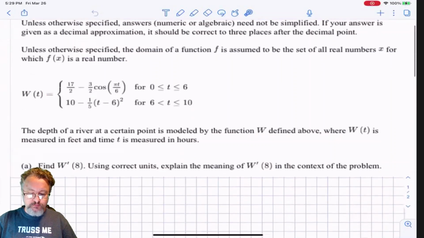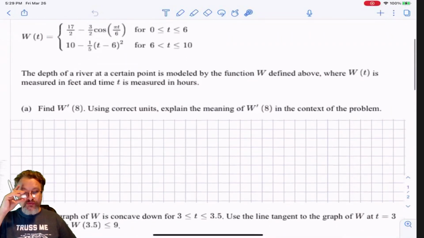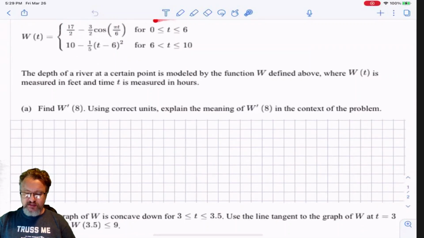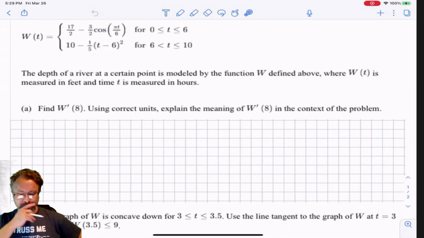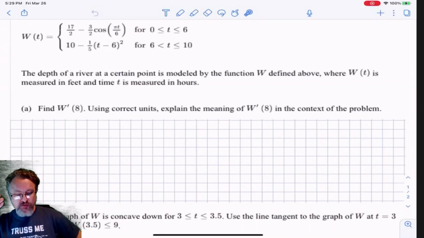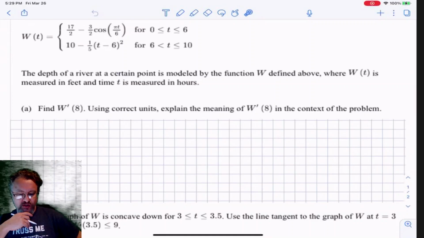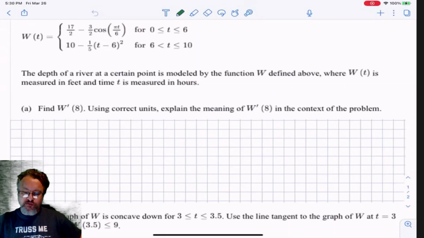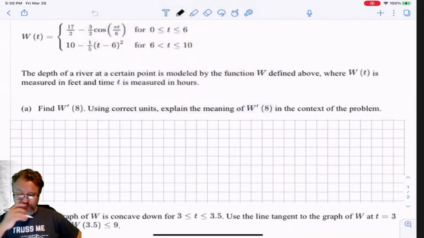Okay. So we have a piecewise function, w of t, that is defined that way when t is between 0 and 6, and that way when it's between 6 and 10. The depth of a river at a certain point is modeled by that function w. It's measured in feet and time is measured in hours. First question, find w prime at 8.